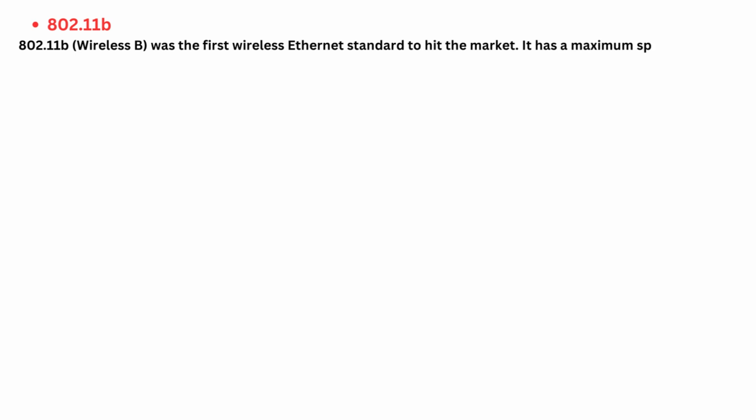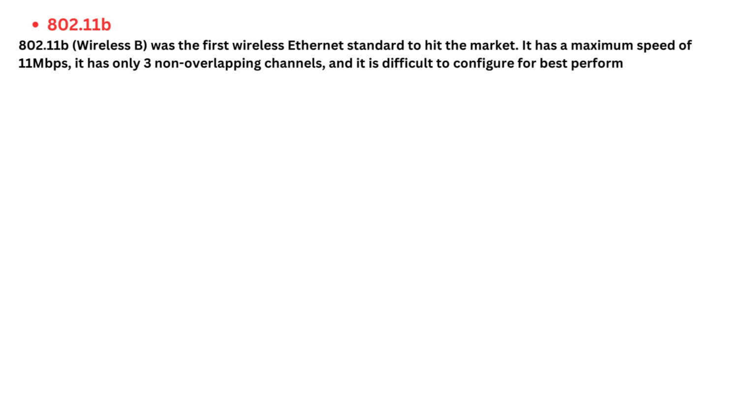802.11b. 802.11b, Wireless B, was the first wireless Ethernet standard to hit the market. It has a maximum speed of 11 Mbps, it has only 3 non-overlapping channels, and it is difficult to configure for best performance when other 2.4 GHz wireless networks are present.